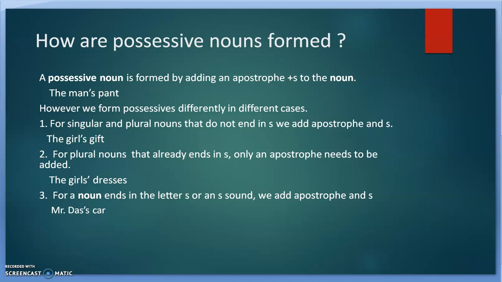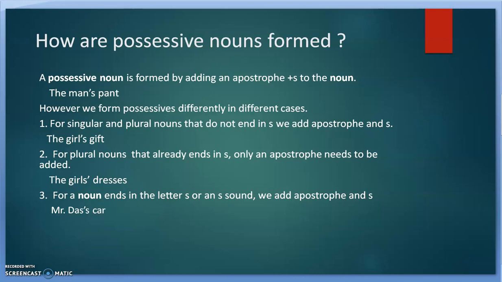For plural nouns that already end in S, only an apostrophe needs to be added. Again, the same example is repeated: the girls' dresses. Here, the girls are many girls, and therefore S is already added. We use only an apostrophe to make it a possessive noun.